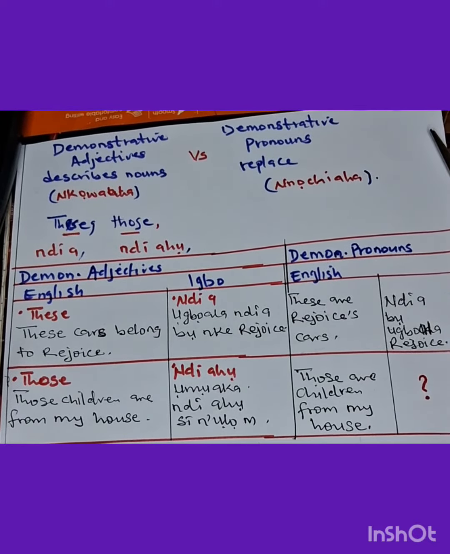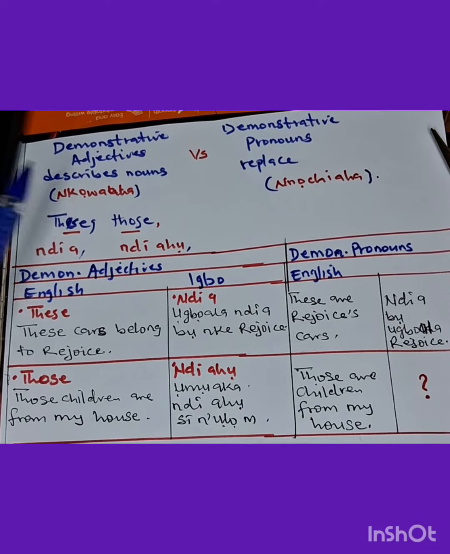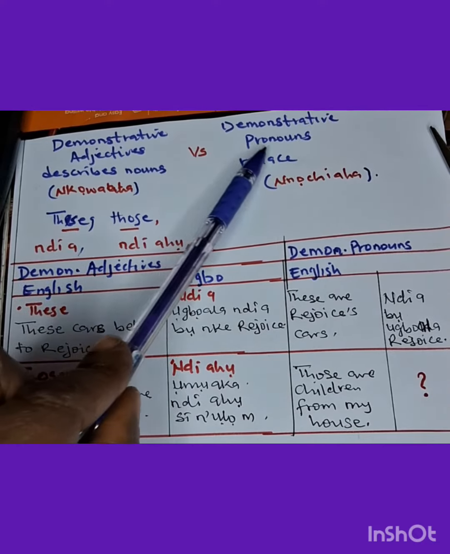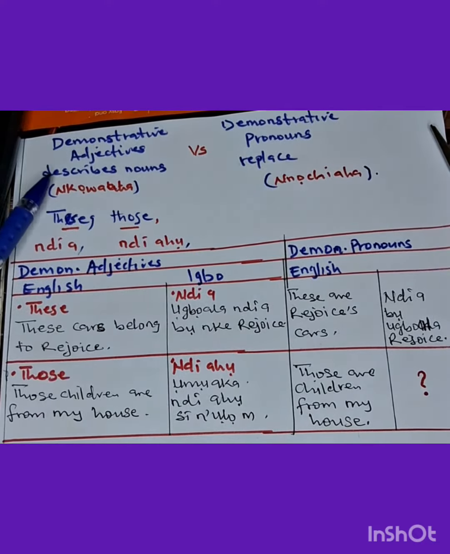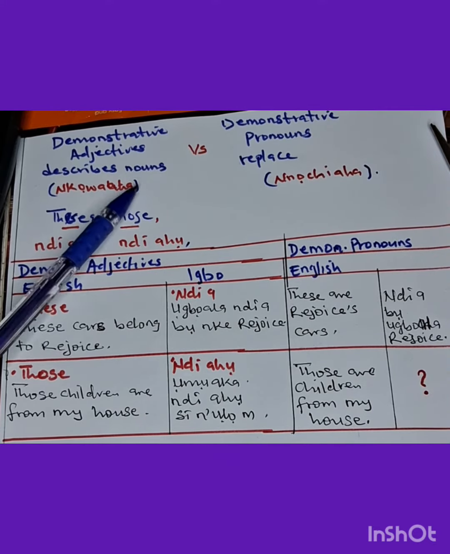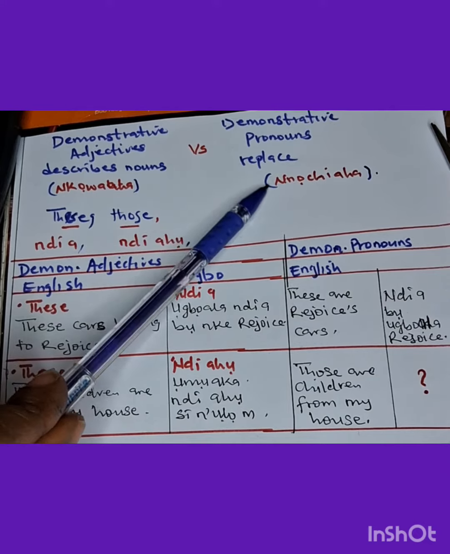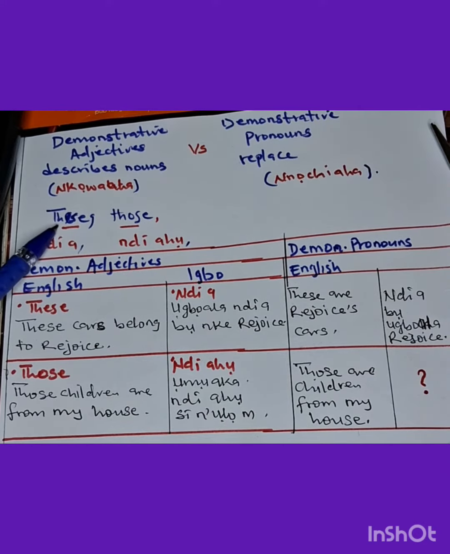We have Igbo language. Our topic says demonstrative adjectives versus demonstrative pronouns. Remember, adjective describes noun, Nkowaaha, while pronoun replaces noun, Nnochiaha. These are things that are many, but they are nearby.